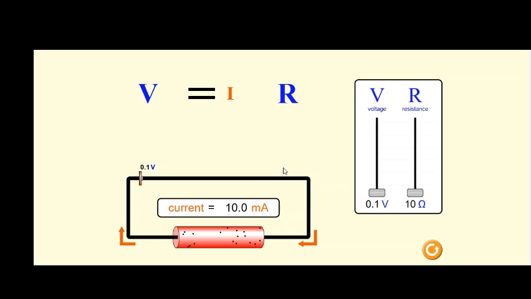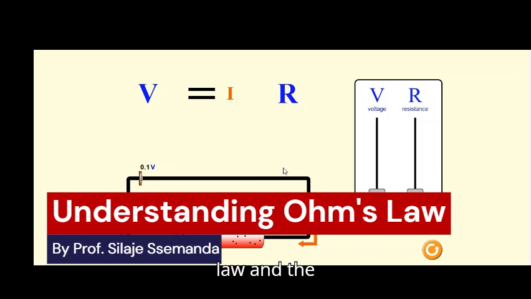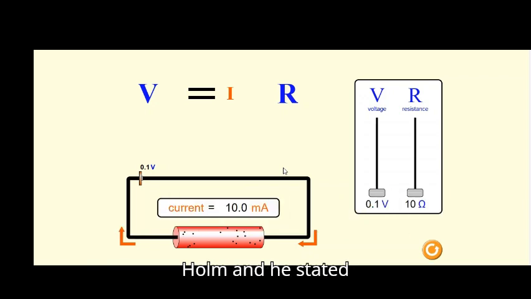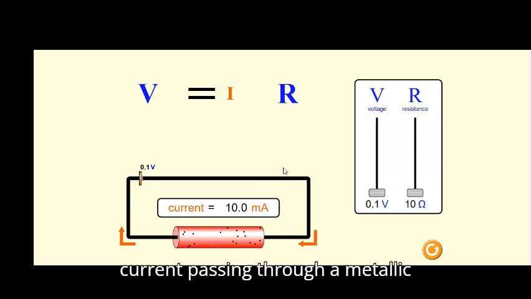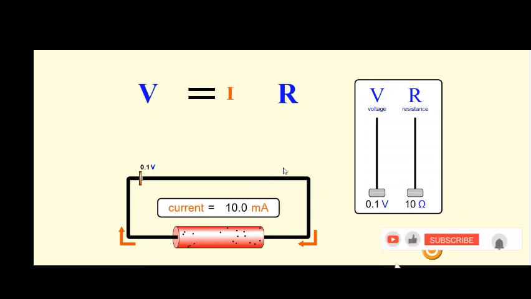Class, we are going to look at Ohm's Law. Ohm's Law was derived by a person called Ohm, and he stated this law that current passing through a metallic conductor is directly proportional to the voltage.